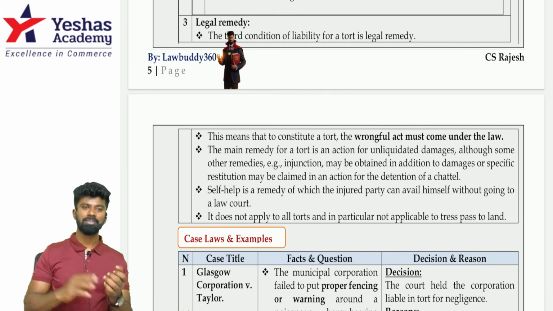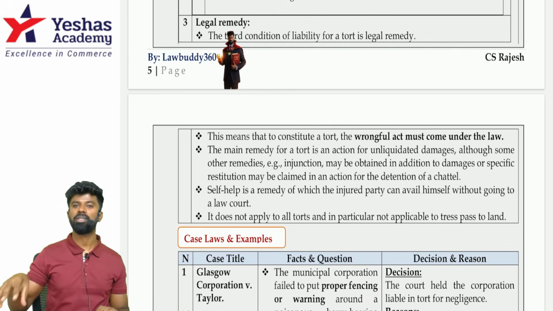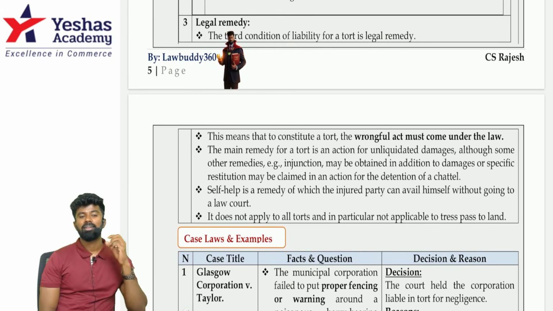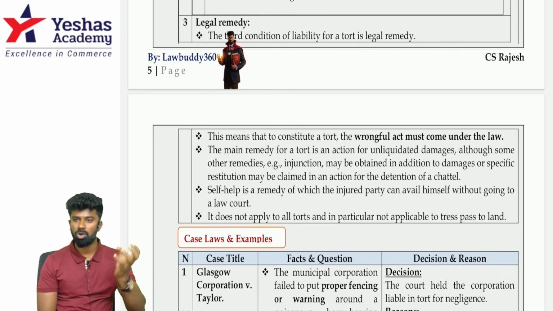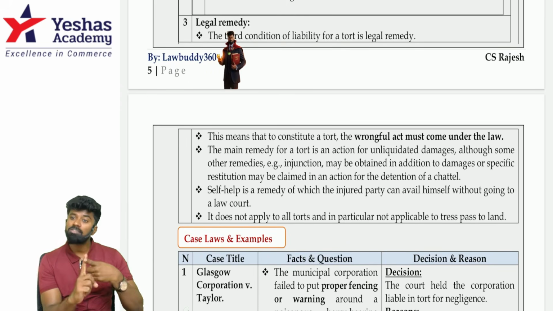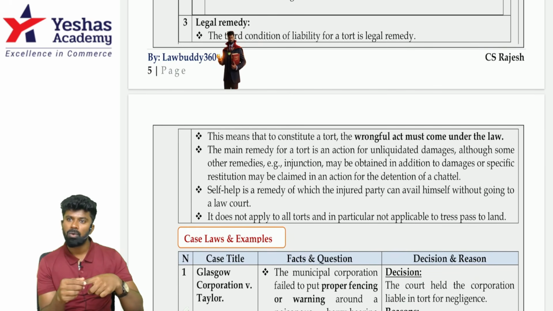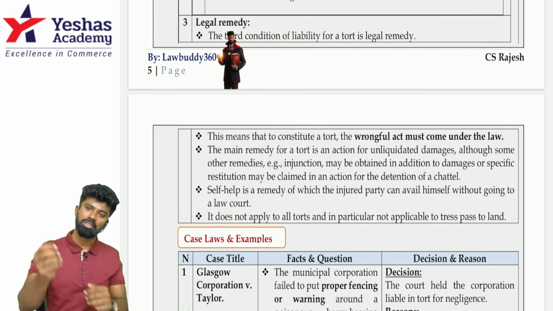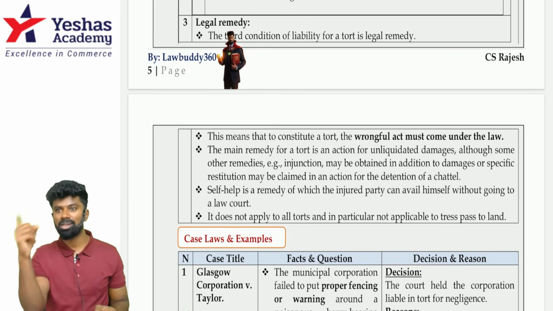Let's say a cow entered your property and destroyed your crops. Is there any violation of your right? Is there any loss suffered by you? Can you file a suit against the owner for recovery of compensation? Yes. At the same time, you also have a right to detain that cow until compensation is paid. That is the extra remedy.